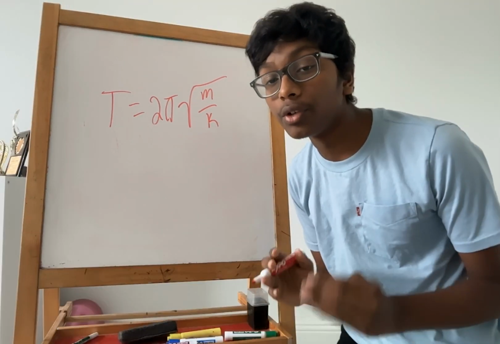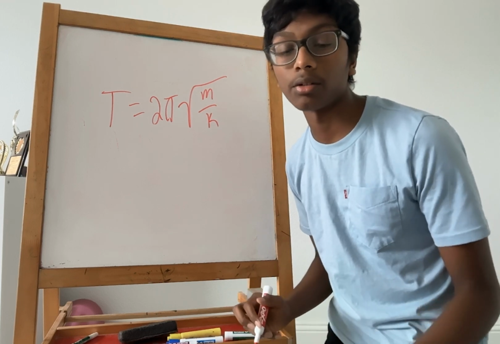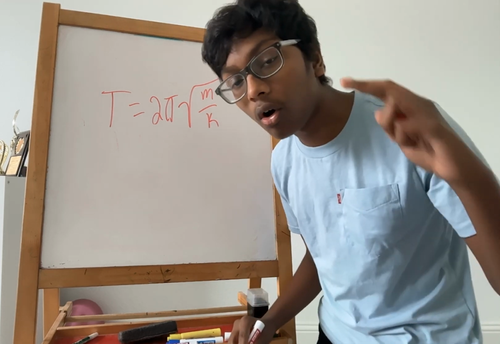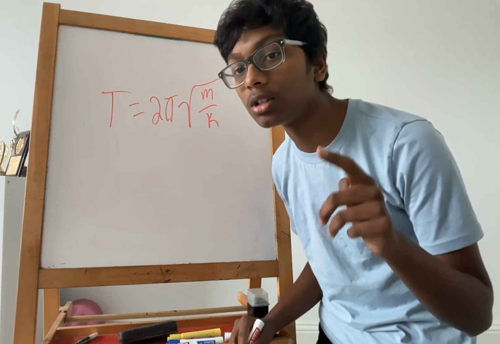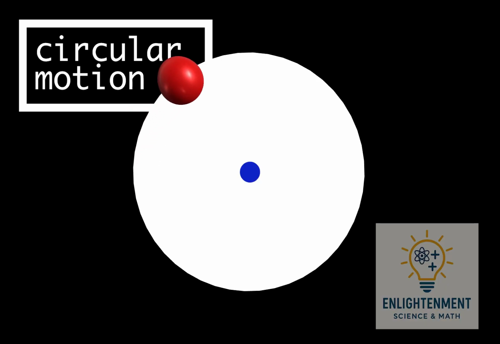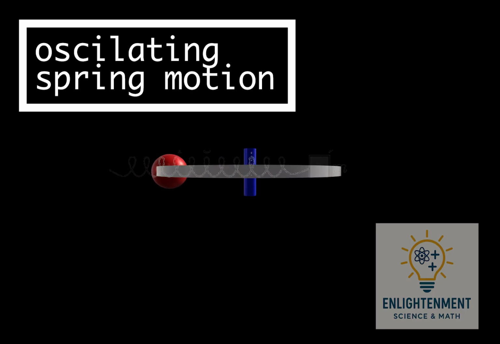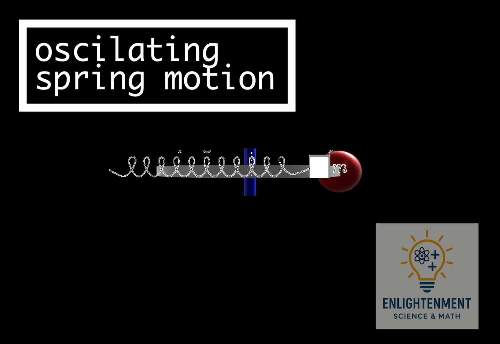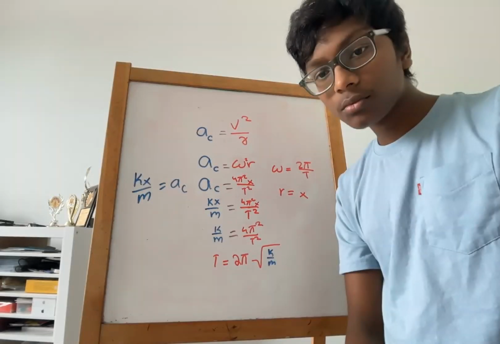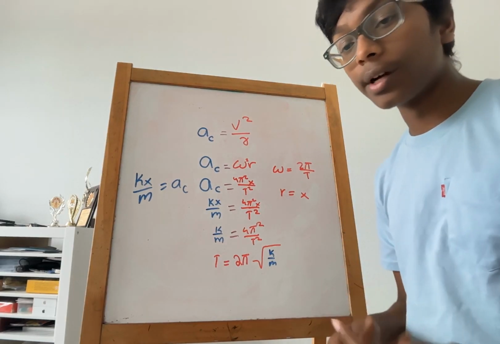To derive the spring period function, we need to first realize that it comes from centripetal acceleration, and we'll list out all the equations after you look at this one simulation. Okay, so this is how we can derive it.